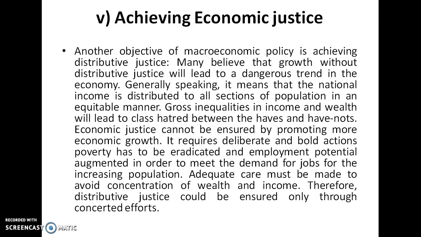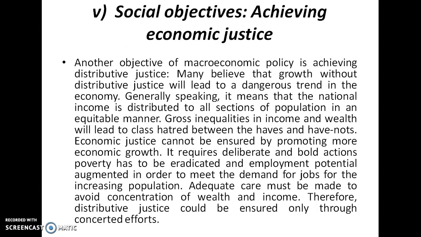Economic justice cannot be ensured by promoting more economic growth. It requires deliberate and bold action. That is, poverty has to be eradicated and employment potential augmented in order to meet the demand for jobs for the increasing population. Adequate care must be taken to avoid concentration of wealth and income. Therefore, distributive justice could be ensured only through concerted efforts.